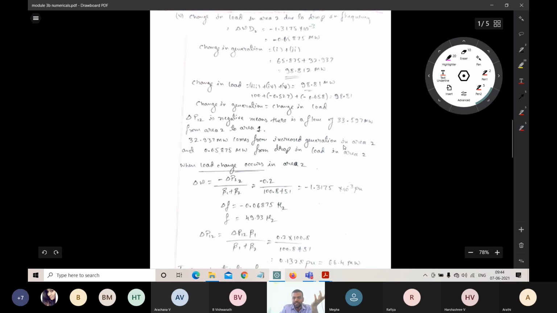So this is increase in generation 2 and 0.68575 megawatt is the drop in area 2. Okay, so this is for change in load in area 1. So similarly you can calculate for change in load in area 2.